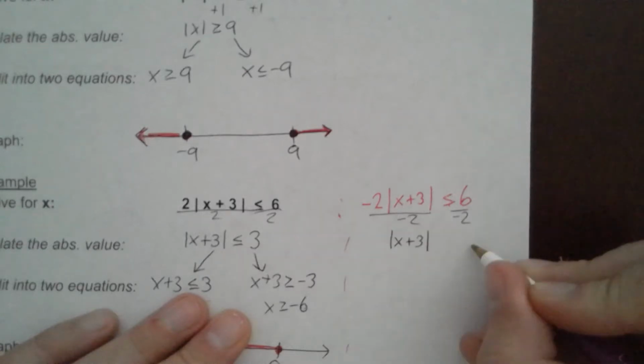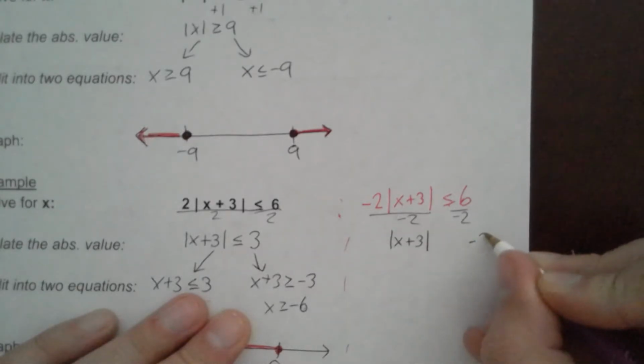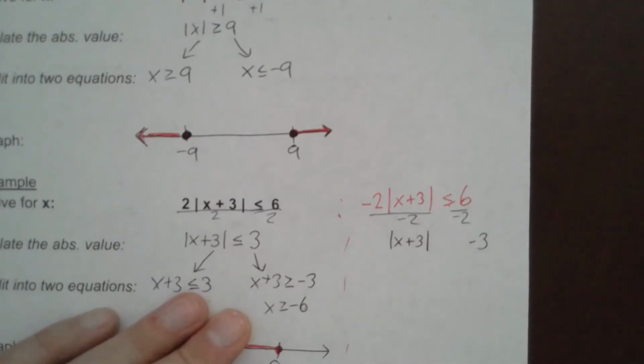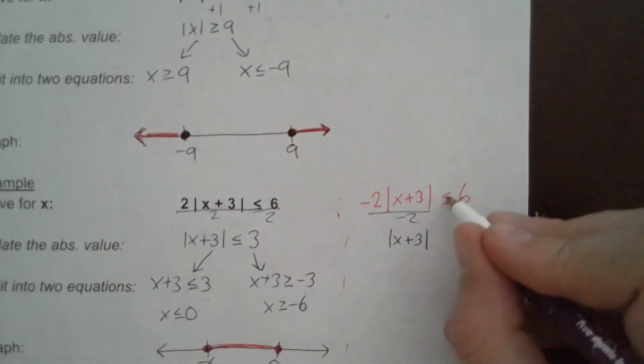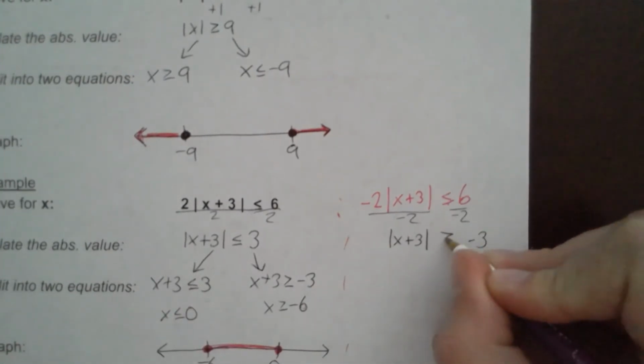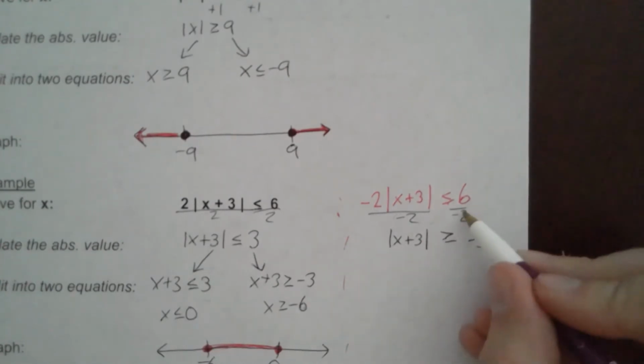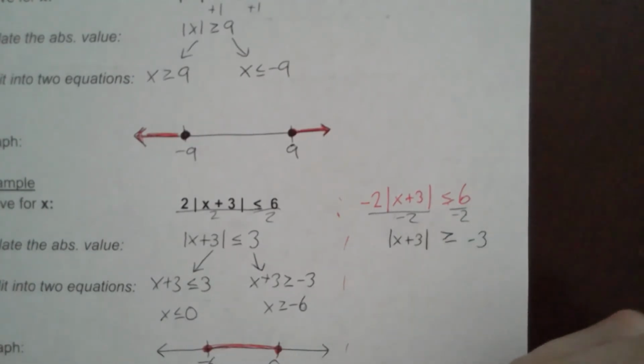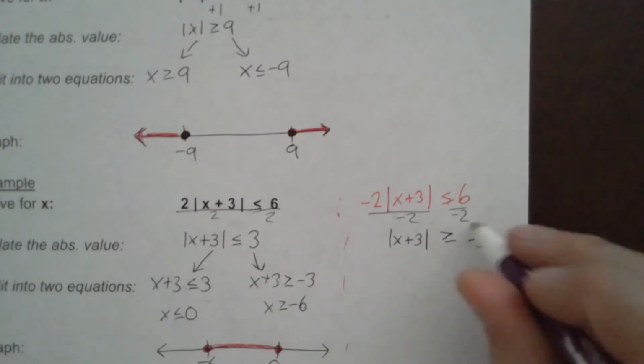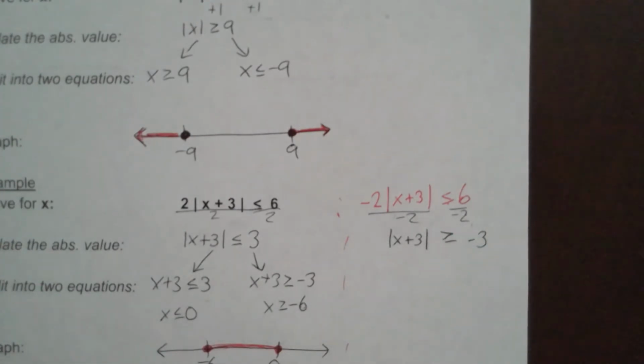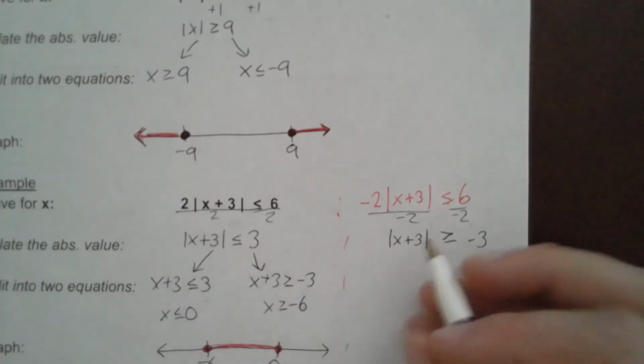So we're going to have absolute value of x plus 3 on this side, and negative 3 on this side. But this sign is going to have to switch. We're going to have to be greater than or equal to, because we divided by a negative number here. If we divide or multiply by a negative number, we're going to flip the sign, for a similar reason that we flipped the sign over here.